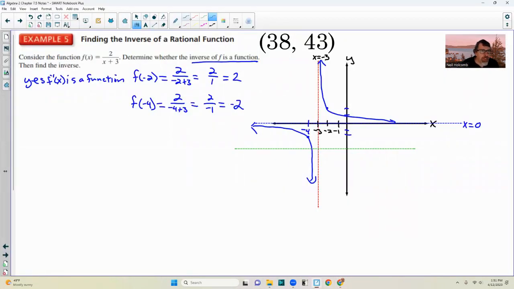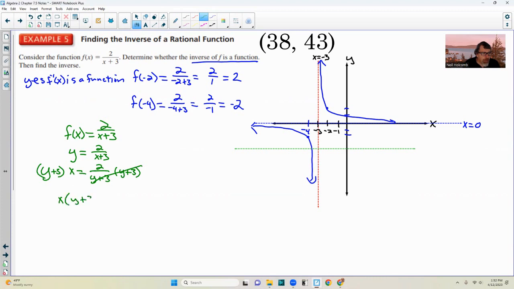It says, then find the inverse. So I'm going to write f of x equals 2 over x plus 3. Step 1, to find the inverse, make your function notation y equals 2 over x plus 3. Next step, switch your x and your y. Now that's y plus 3. And then I multiply both sides by y plus 3 to get rid of my denominator. These cancel. So I have x times y plus 3 equals 2.